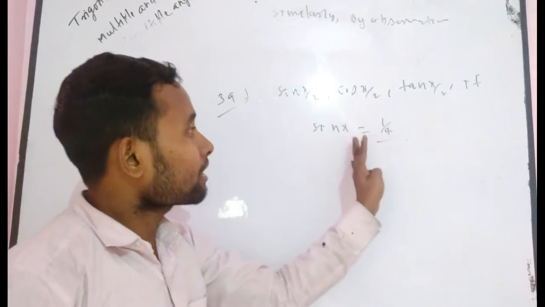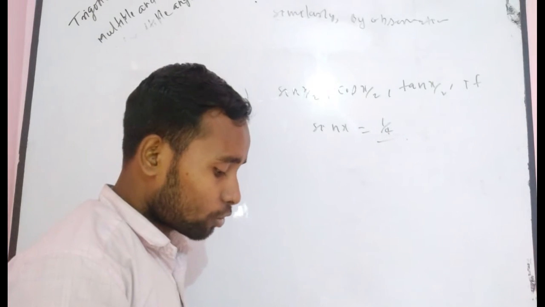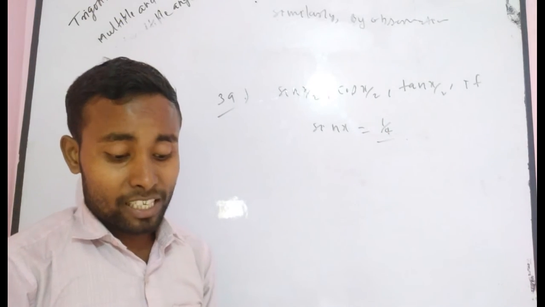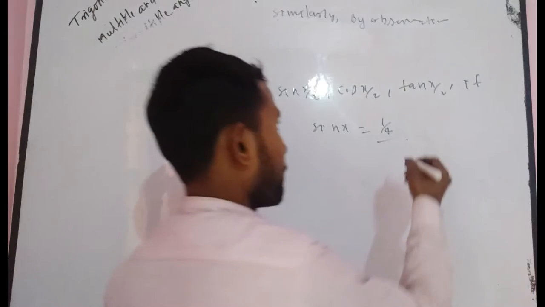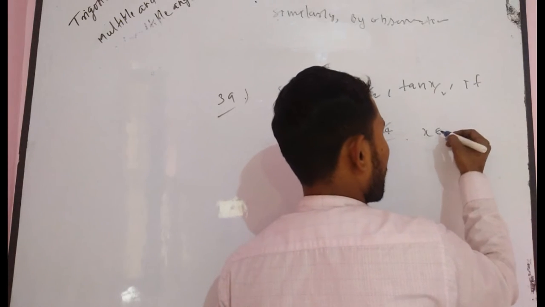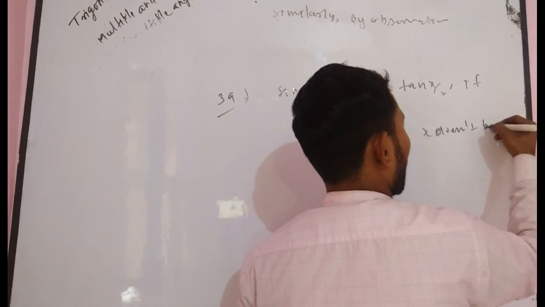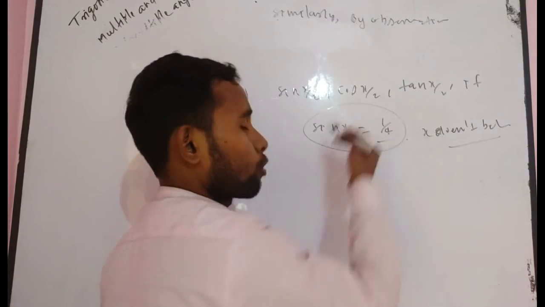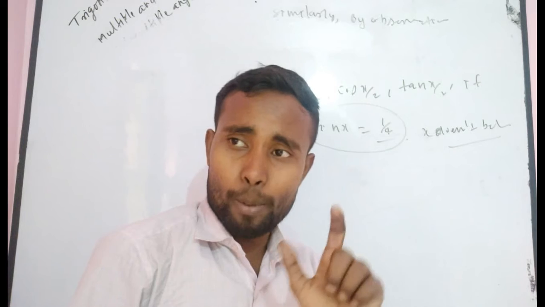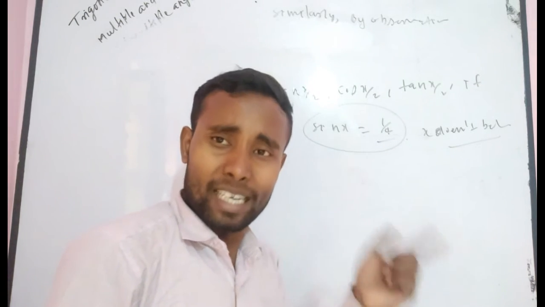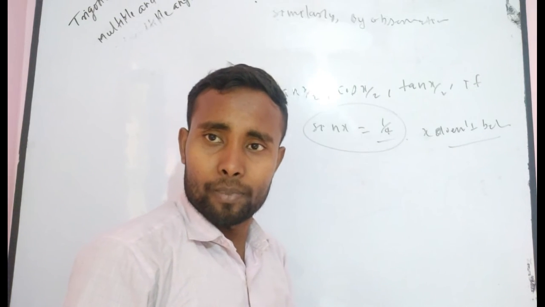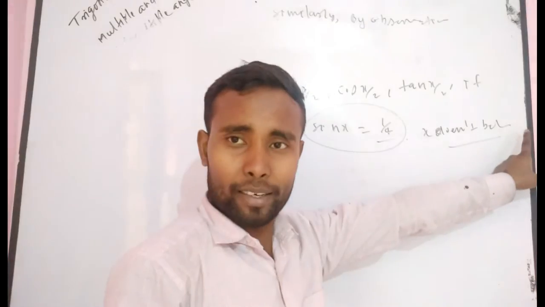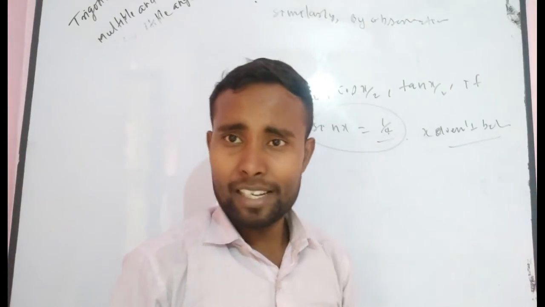How can you find it? Here sin x is equal to 1 upon 4, and it is also given that x doesn't belong to the first quadrant. As you know, sin will be positive only in the first quadrant and second quadrant. According to the question, x doesn't belong to the first quadrant, so it will definitely lie in the second quadrant.